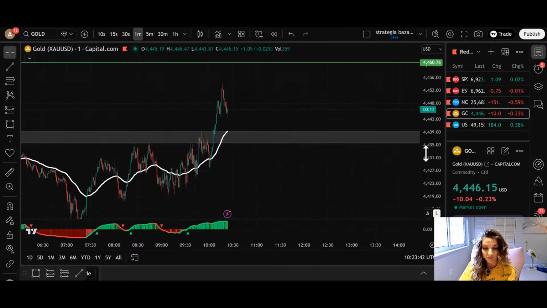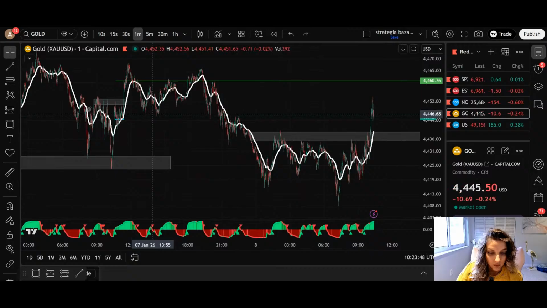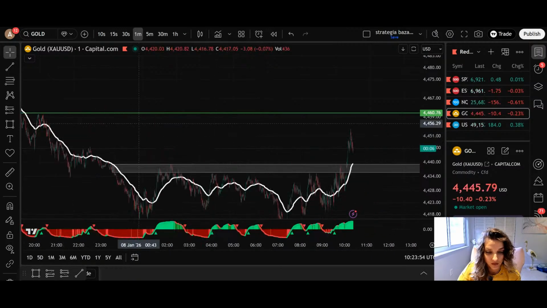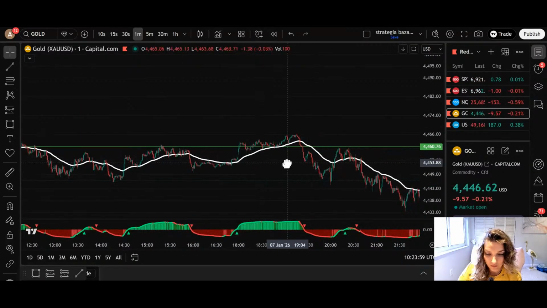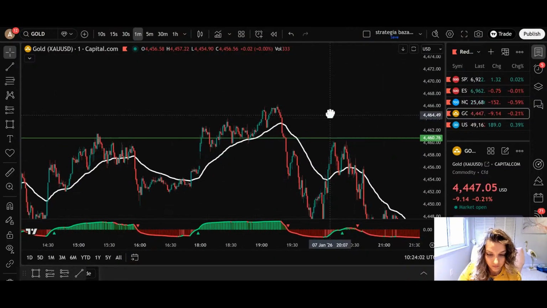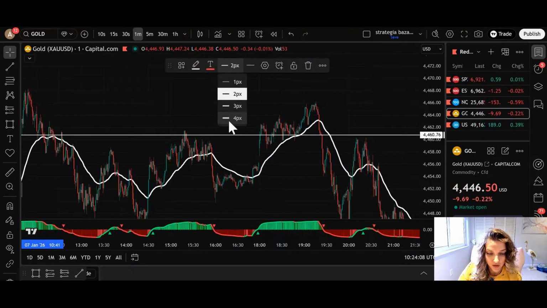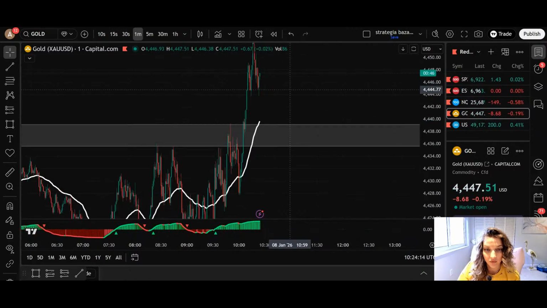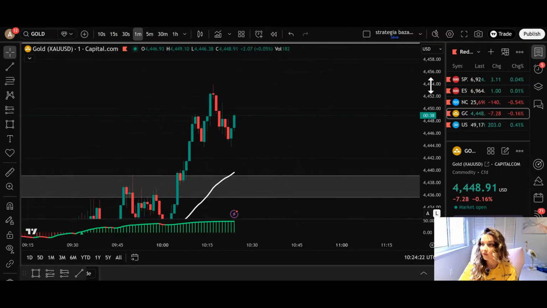Maybe it's gonna continue, at least till this green line here that I put from yesterday. Let me make it white. This was my trade from yesterday, right here. So the price is around the same as yesterday, but let's just wait so it can come back to the EMA.